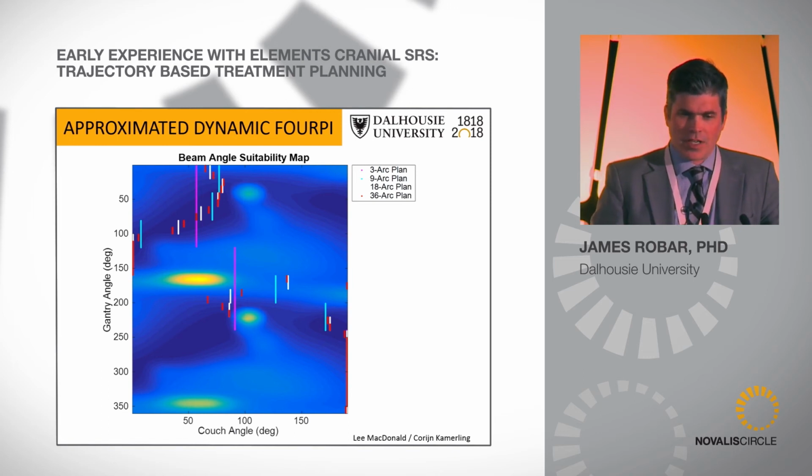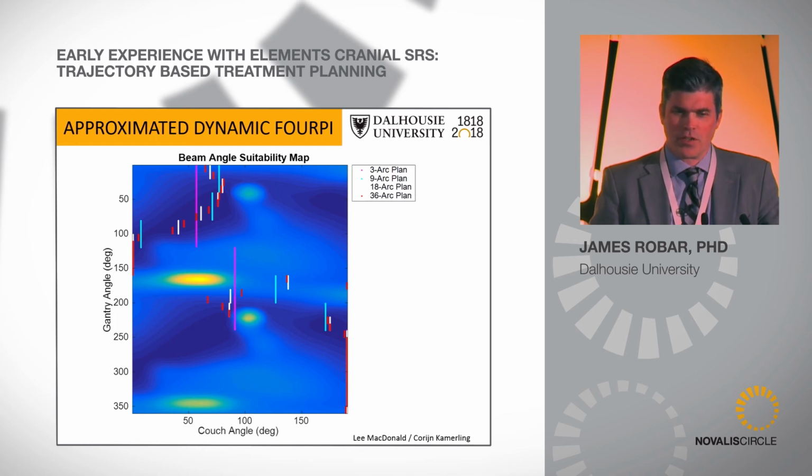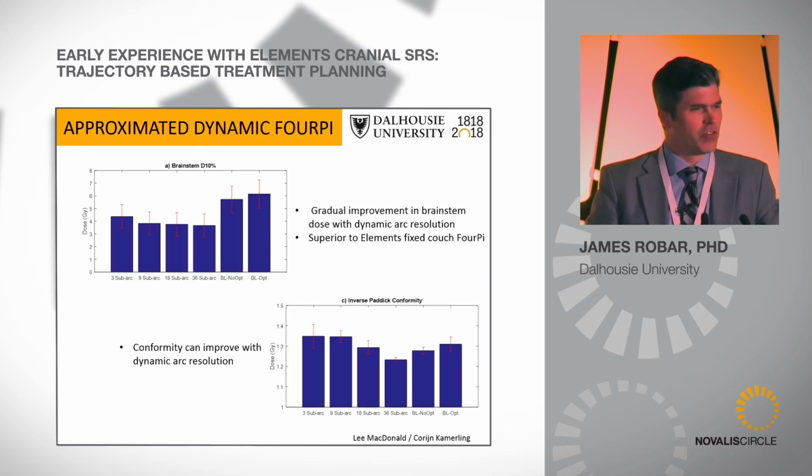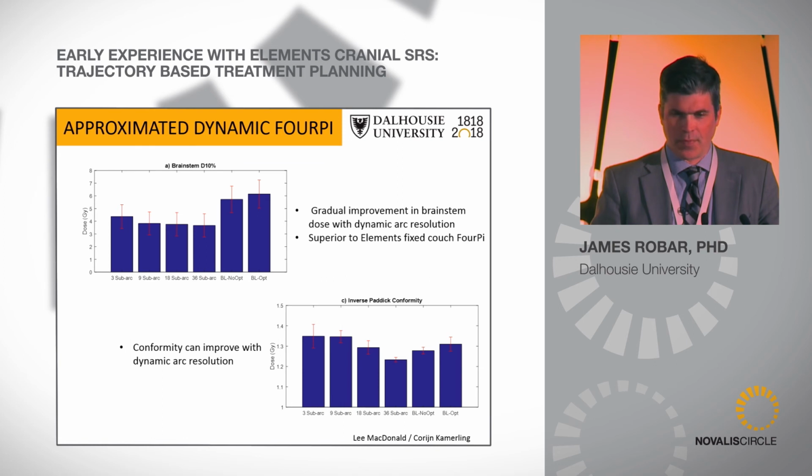And what we see actually is that as we improve the resolution of that approximation, we start to improve the dose received by 10% of the brainstem volume. All of those results are a little bit better than what I'm producing now with Elements. So I think there are more steps here and more innovation to be done. We also see an improvement as we increase that resolution of the dynamic arc with conformity. But some of those cases actually rival what we're doing now in Elements.